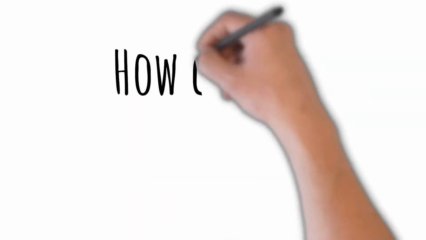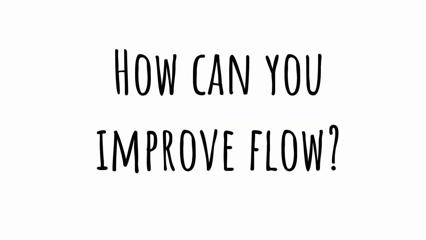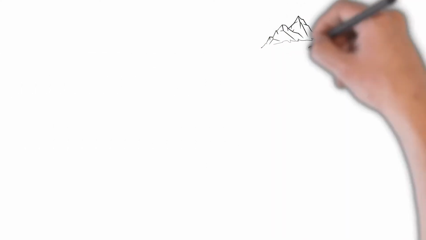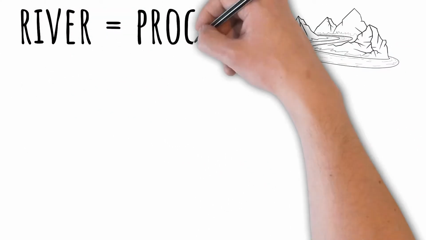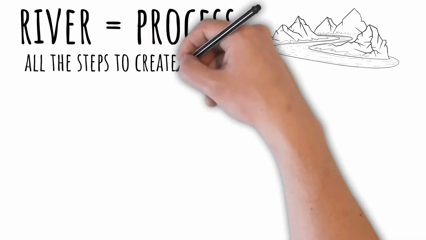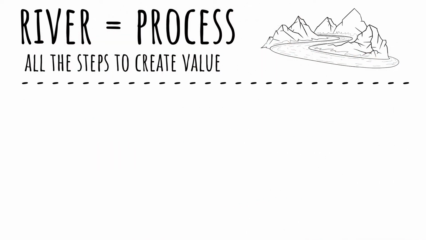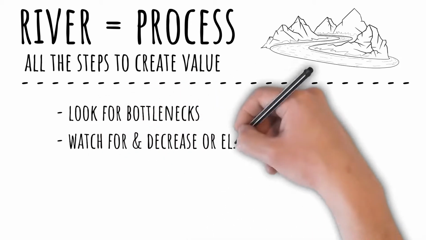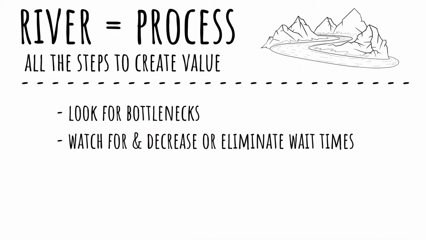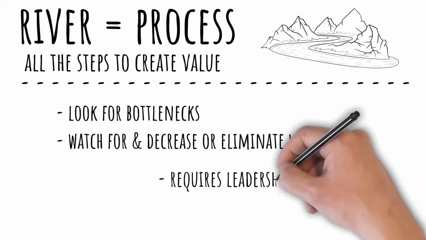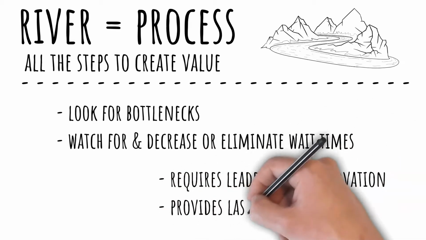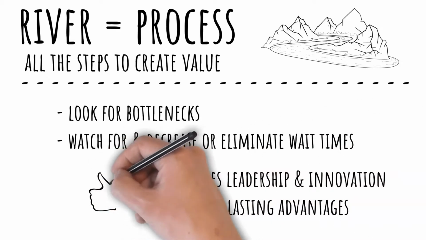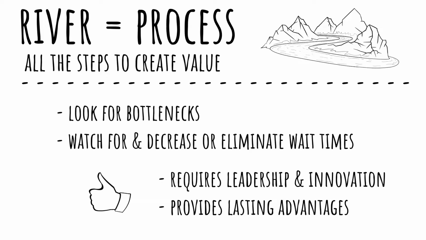So how can this apply to your organization? The river is our process. It's all of the steps that are taken to create value. Lean principles suggest that we should continuously improve our process. We should constantly be focusing on bottlenecks that are slowing down our process, and we should watch for wait states and work to reduce and eliminate those wait times. These changes require innovation and leadership to implement, but often they create lasting advantages for our organization.